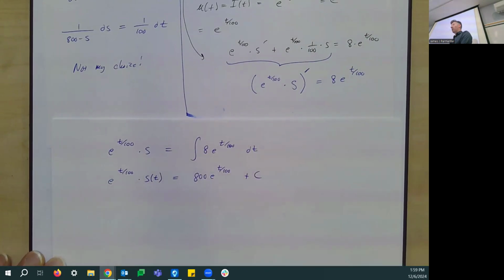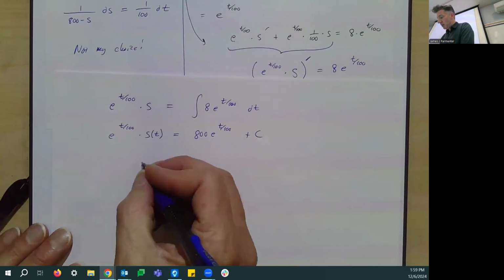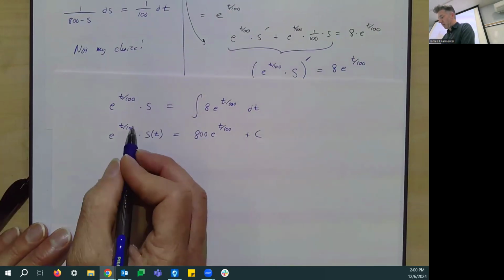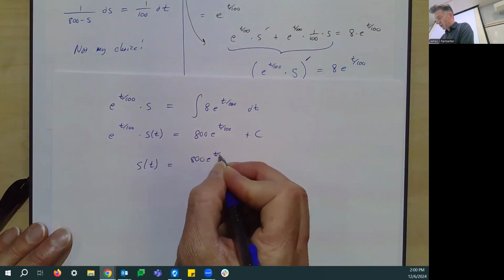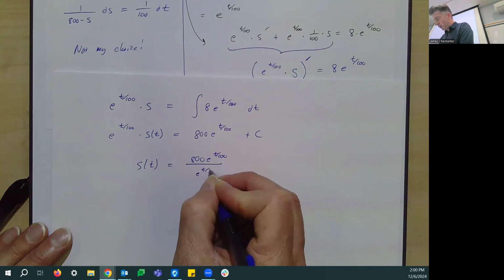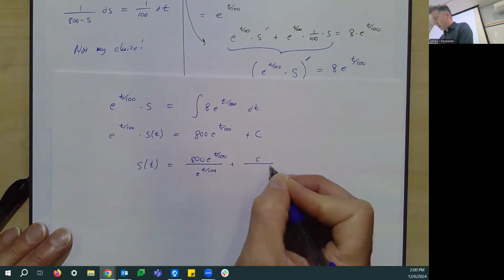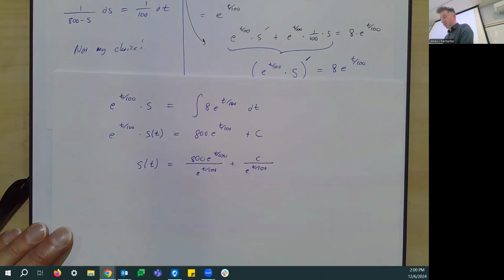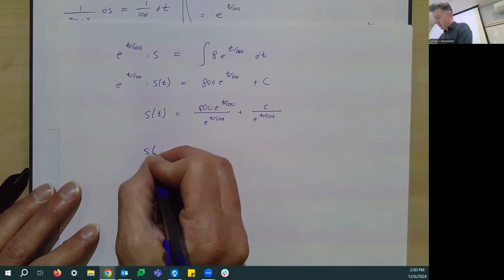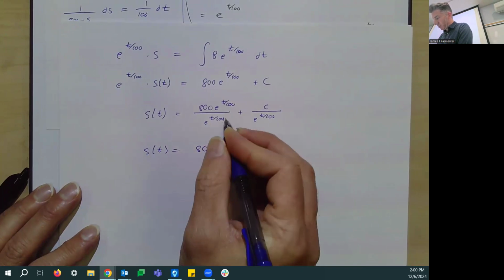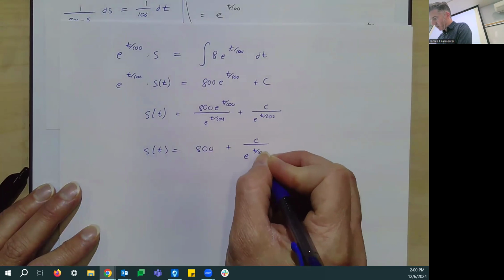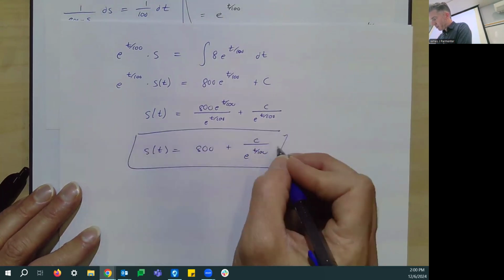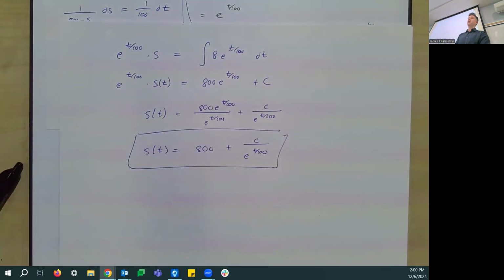And it is vital here that when you finally solve for s of t, that constant is getting divided by this piece here. So you have 800 e to the t over 100 divided by e to the t over 100 plus c divided by e to the t over 100. Or as I would write my general answer here, s of t equals 800, because those cancel, plus c over e to the t over 100. And then if you had an initial condition, you could plug in your initial condition and solve for c.